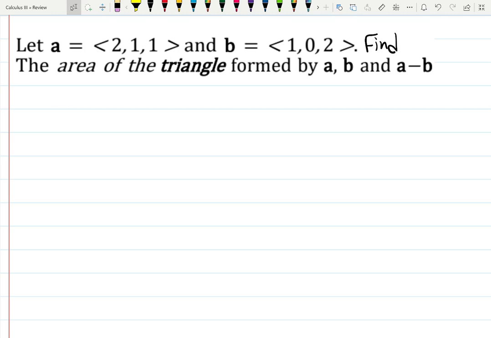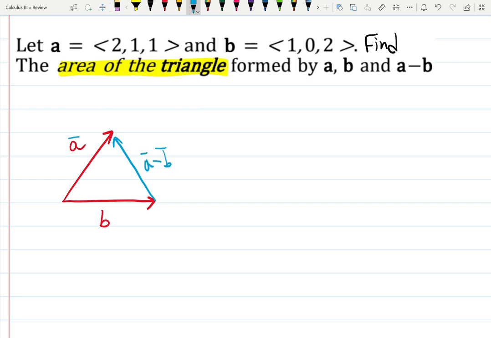This is a problem where they gave us two vectors a and b, and they asked us to find the area of the triangle formed by these vectors a, b, and a minus b. So a, b, and then a minus b, and a minus b, like so, pointing to the positive vector b, a, not minus b.